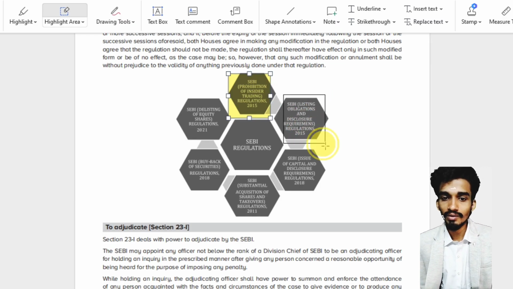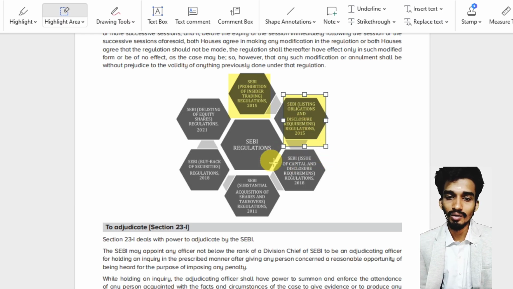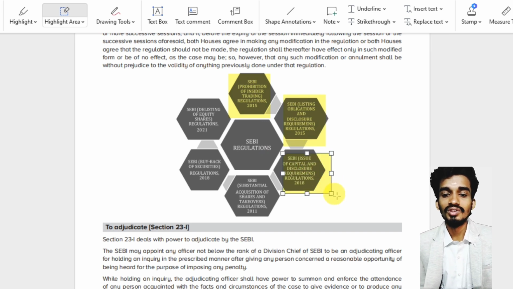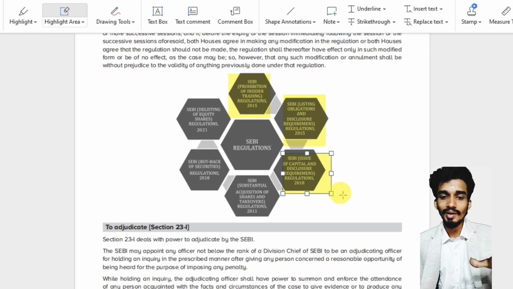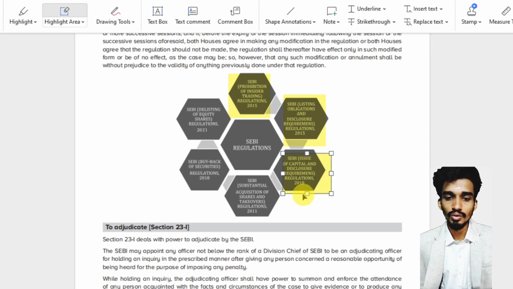And LODR: whenever a security has been listed on the stock exchange, every company, every security, has to follow the SEBI LODR. Then issue of capital and disclosure requirements: every company which is in the process of listing its securities on the stock exchange has to mandatorily follow this issue of capital and disclosure regulation.